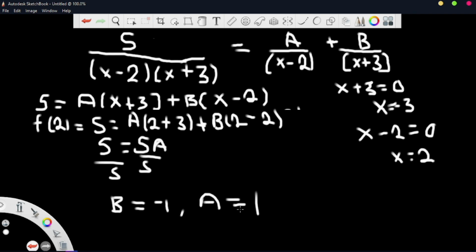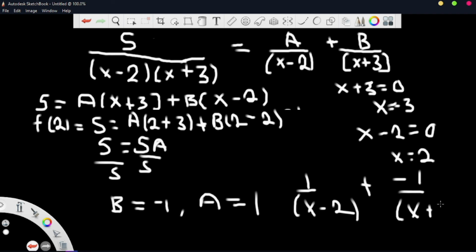So you can remember that we made a single fraction. Here basically I have 1 over x minus 2 plus minus 1 over x plus 3. When I make this into a single fraction, my answer will be that there. And then when I make it as a partial fraction, this is what I get. As a partial fraction, this is my answer right here. So this is our partial fraction.